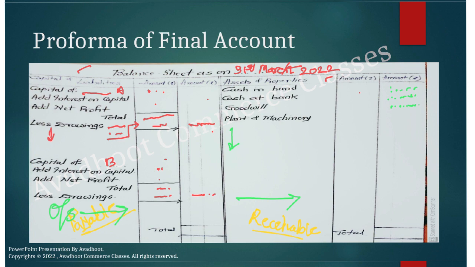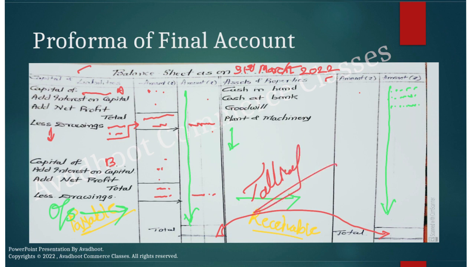Then take the total of the asset side and the total of the liability side. Both totals should match each other. They should be the same. Then only we can say our problem is valid. If it is tallied, you will get full marks. This is called a pro forma of a final account of a partnership firm. Before starting a problem, first go to your book and prepare this pro forma, and then start with the problem.